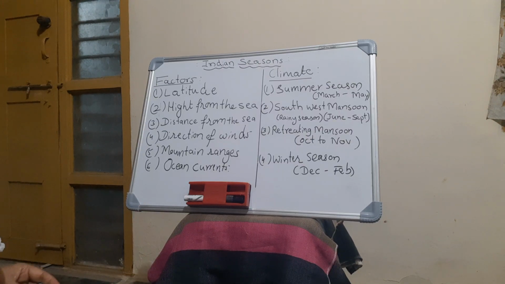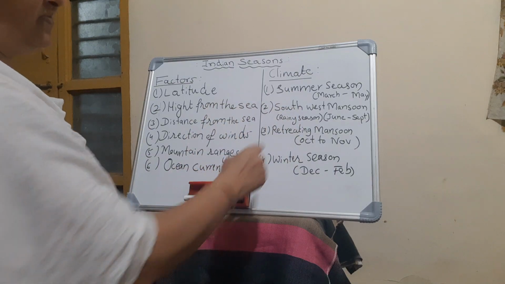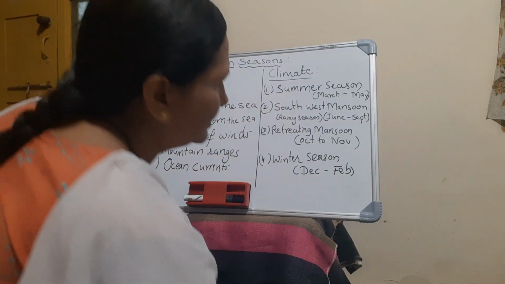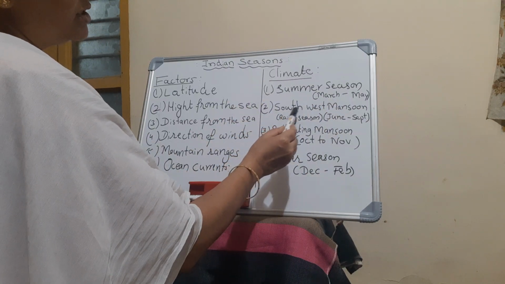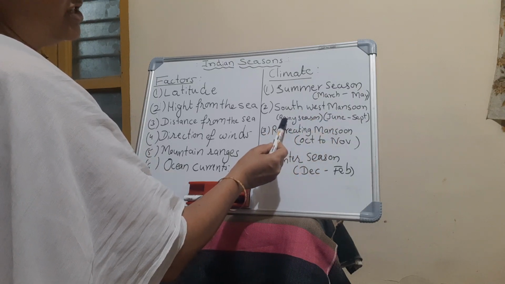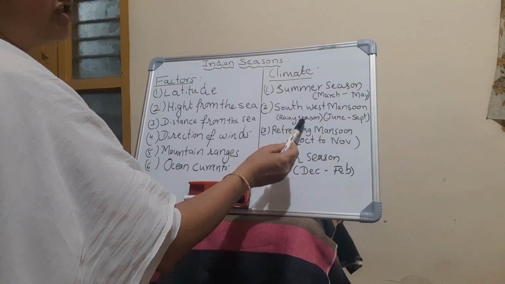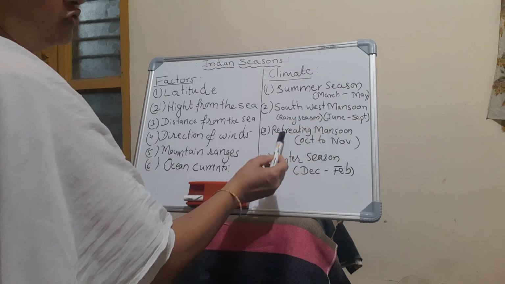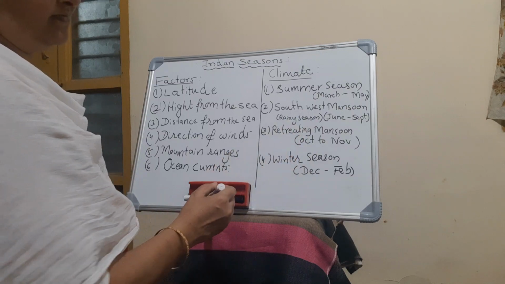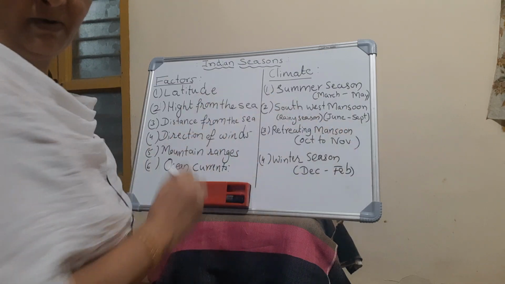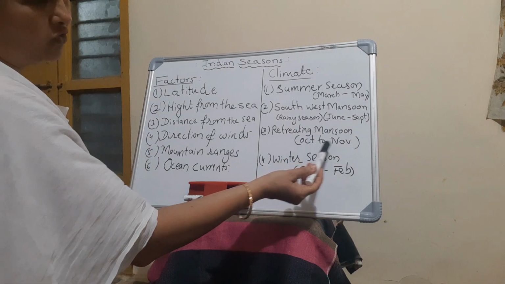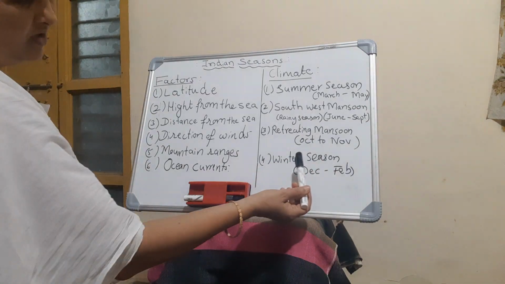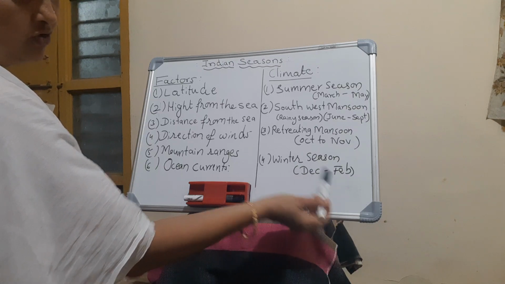Coming to the next one, what are the seasons? There are four seasons. First, the summer season, which runs from March to May. Second, the southwest monsoon season, which we call the rainy season. In the examination they will ask what the southwest monsoon or the rainy season is. It runs from June to September. Then the retreating monsoon season, October to November. Last is the winter season, from December to February.